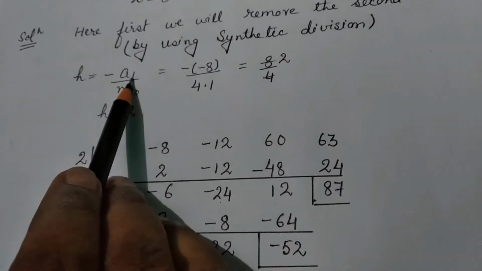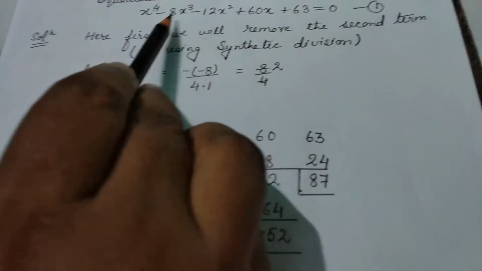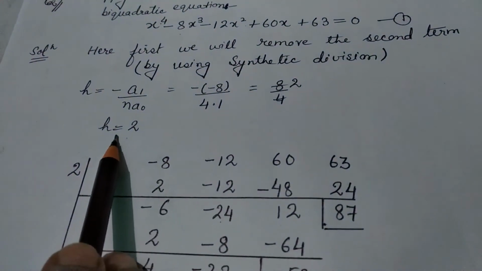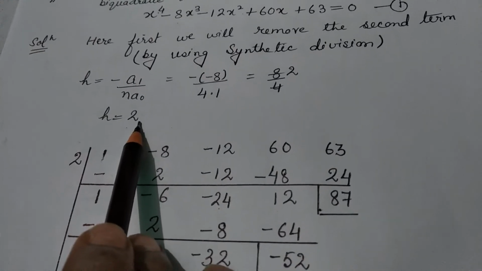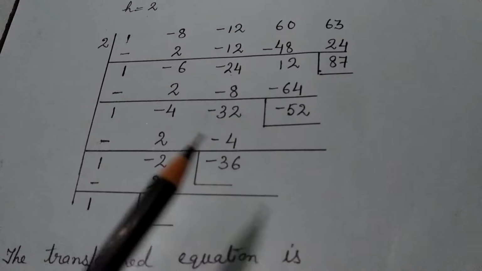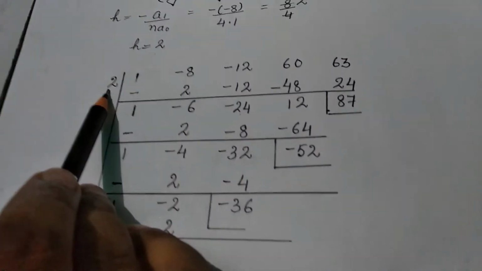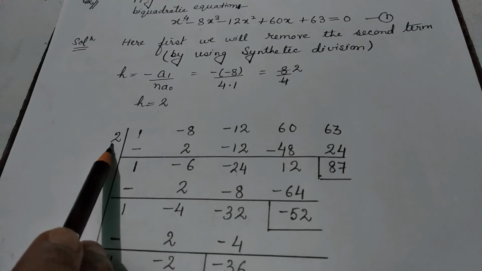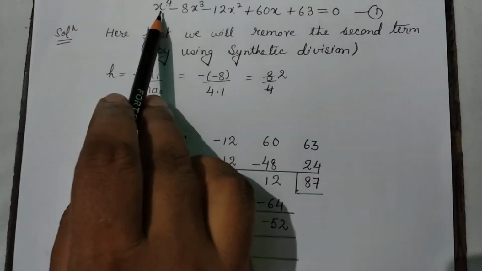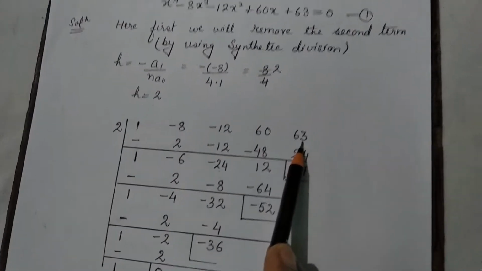h is minus of a1 by n a naught. a naught is 1, a1 is minus 8. So we'll put the value and the value of h we will get is 2. So as if we are doing the synthetic division, we'll write the value of h in the leftmost corner and the coefficients of the biquadratic equation, that is 1, minus 8, minus 12, 60 and 63.